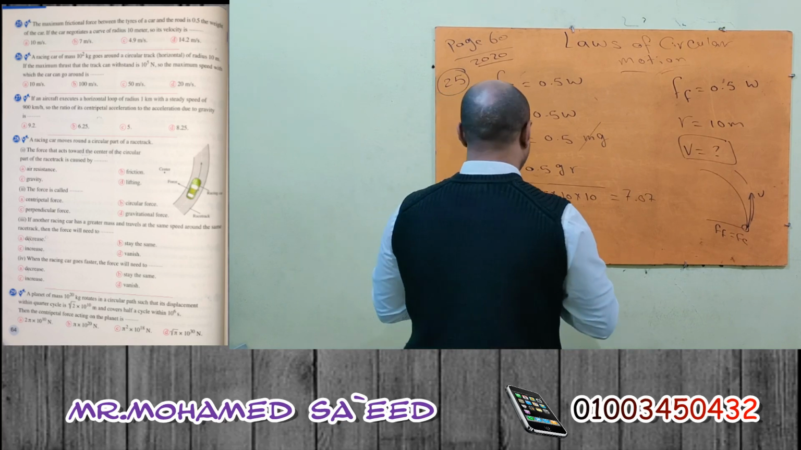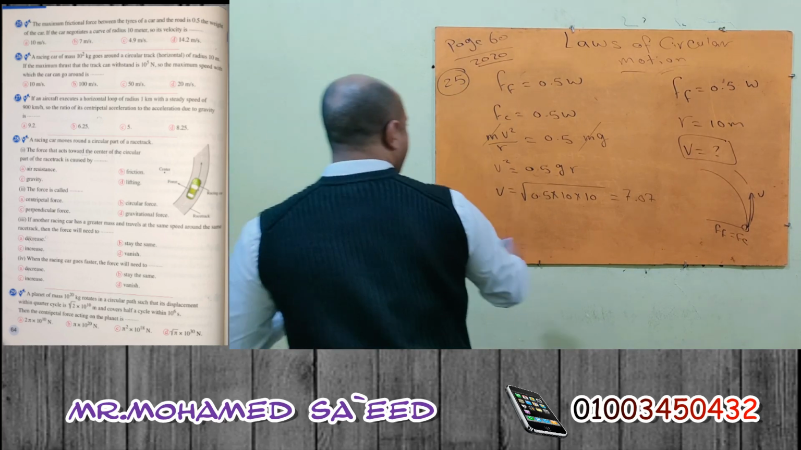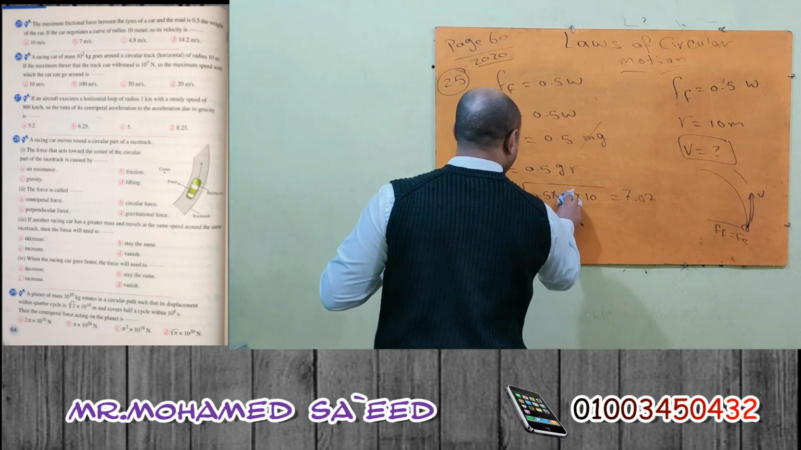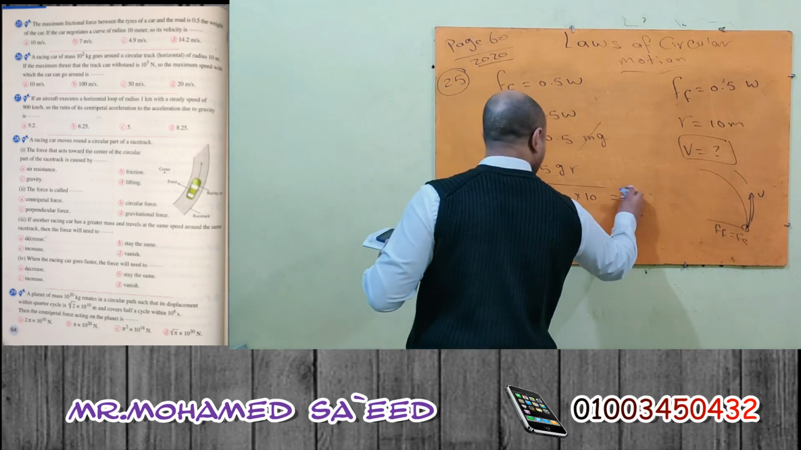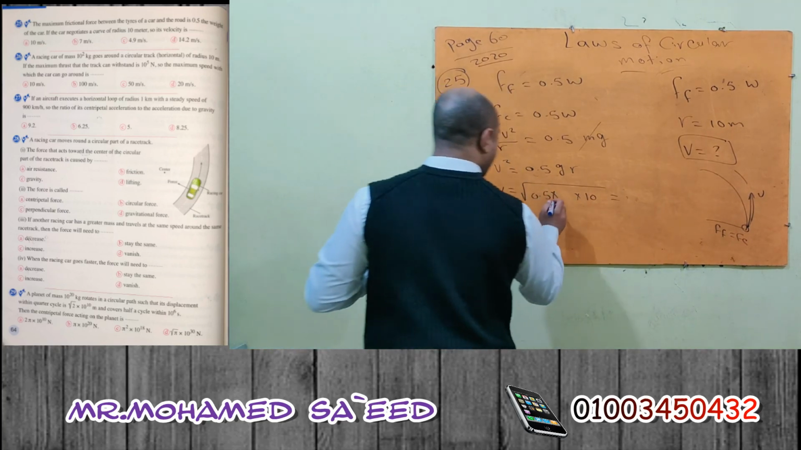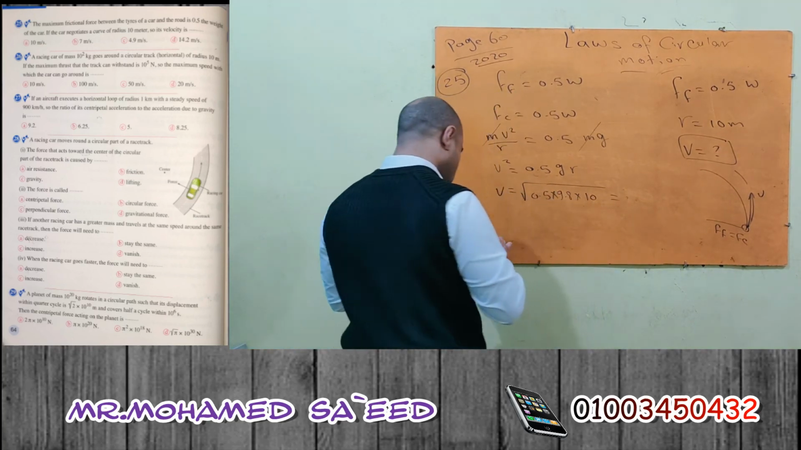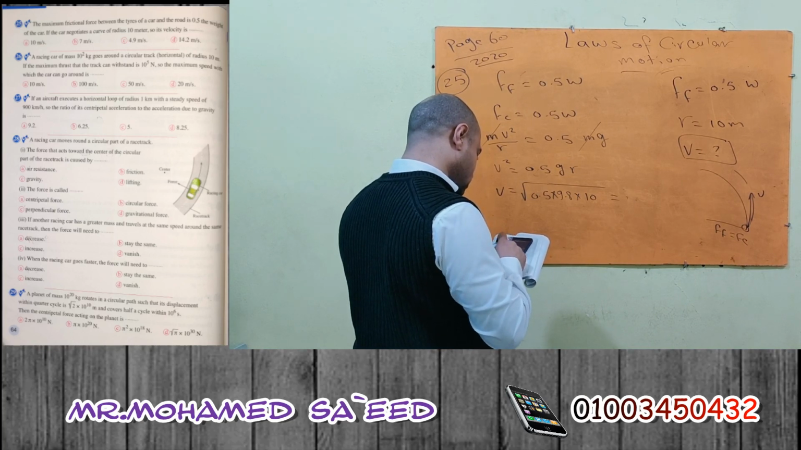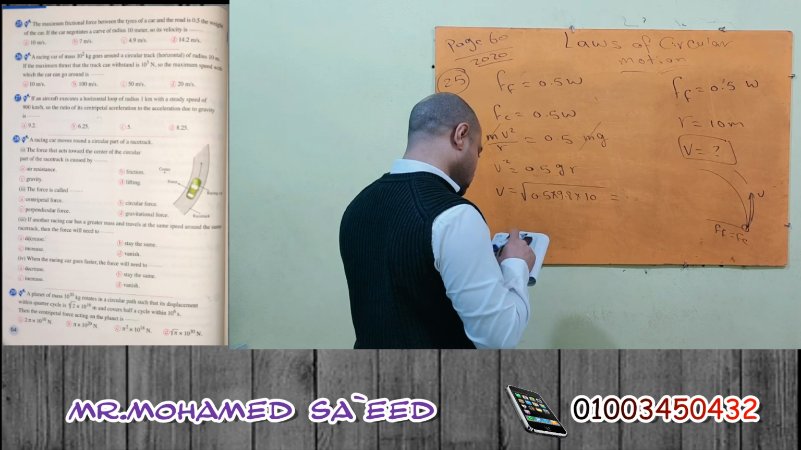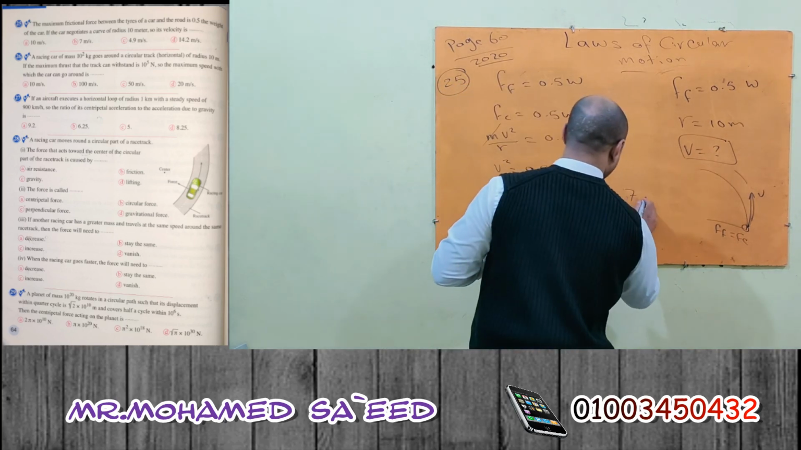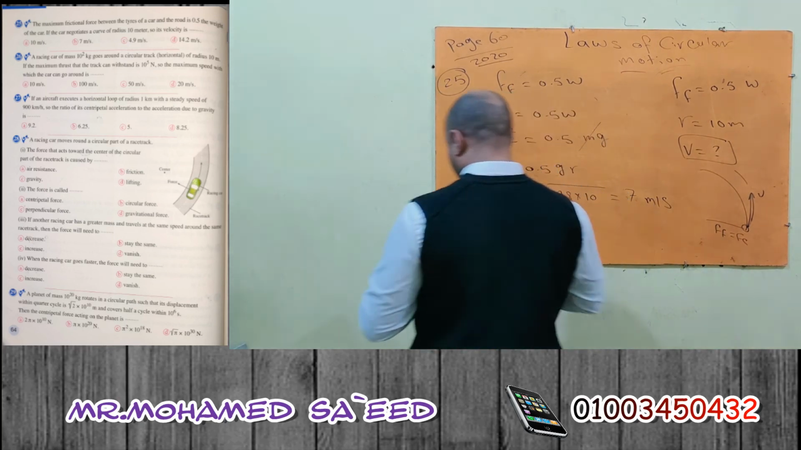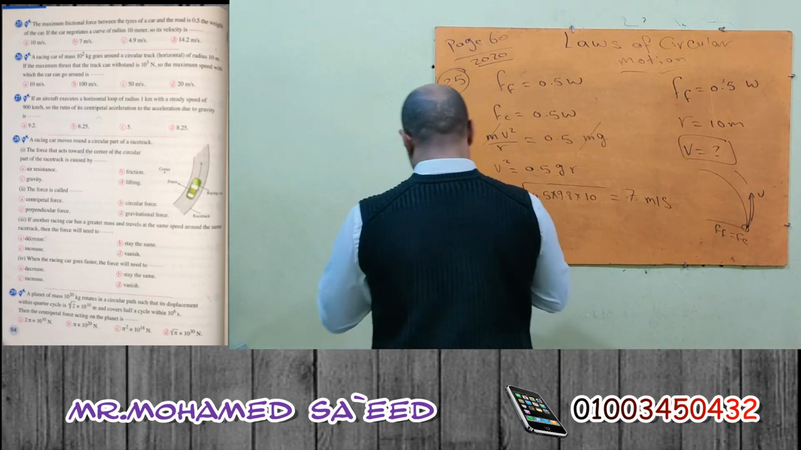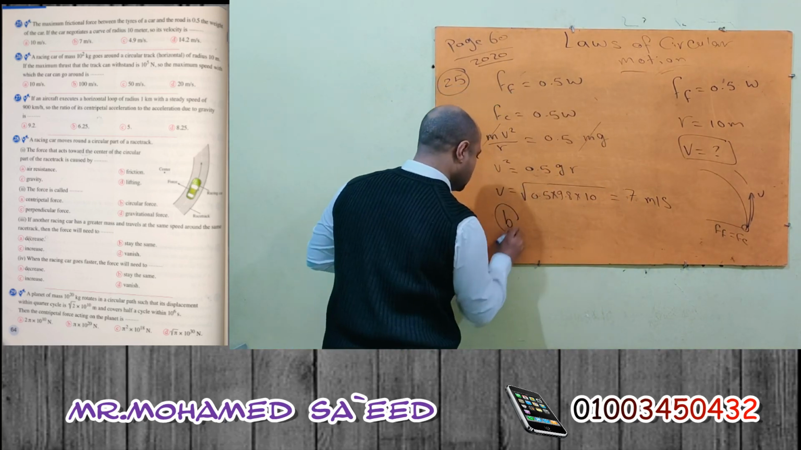Okay, put g as 9.8. The square root of 0.5 times 10 times 9.8 equals about 7 meters per second. So the true answer is B. Okay, question 26.